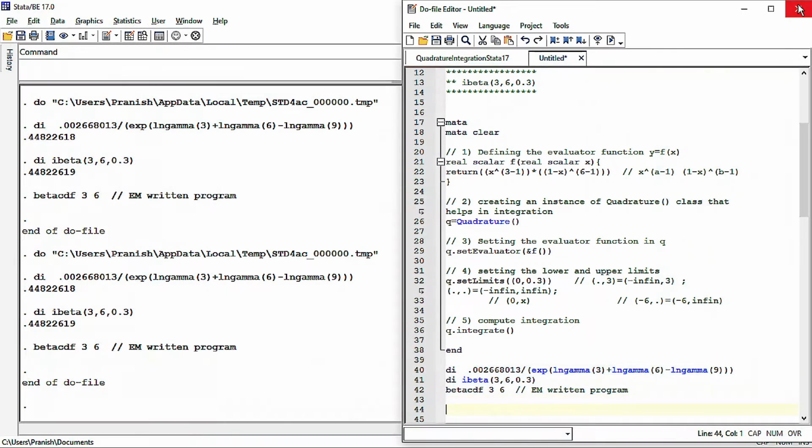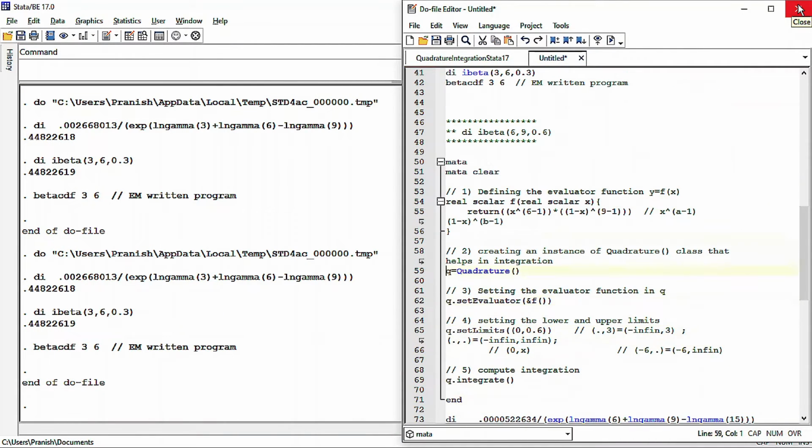Now let us see another example. This time we are going to take the beta parameters A and B as 6 and 9, and the value of x is 0.6. Now we have substituted the value of A and x into x to the power A minus 1 into 1 minus x to the power B minus 1. This is our function, and we integrate it from 0 to x, and let us see what our lower incomplete beta function is.